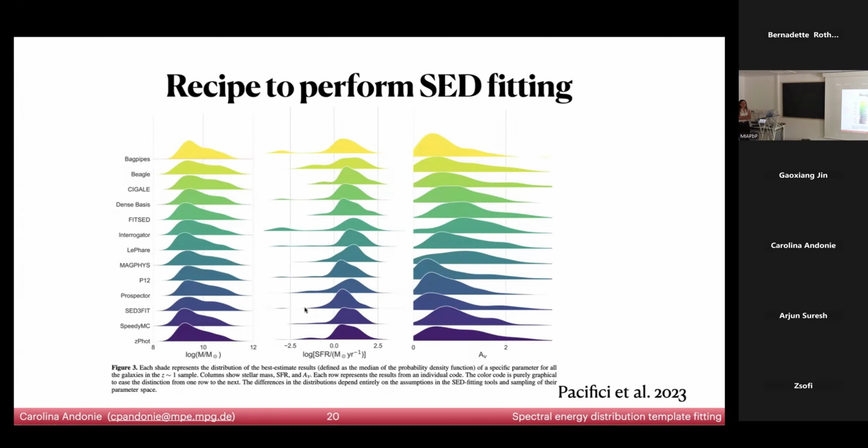At the same time, if your mock data is made with a model, and you fit it with the same model, you will get better results than if you fit it with another model. So you have to make it fail. Yes, that is a good point. But I do agree that maybe it was not the goal of the paper, but a good exercise would be to have a mock catalog of galaxies and see which SED fitting code performs better.